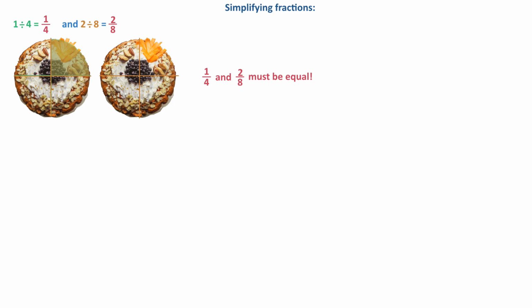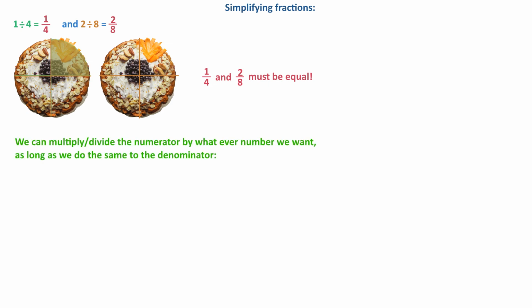This is because of a special fractions rule which says that we can multiply or divide the numerator by whatever number we want, as long as we do the same to the denominator. When we do this, the fractions that we get will all be equal.